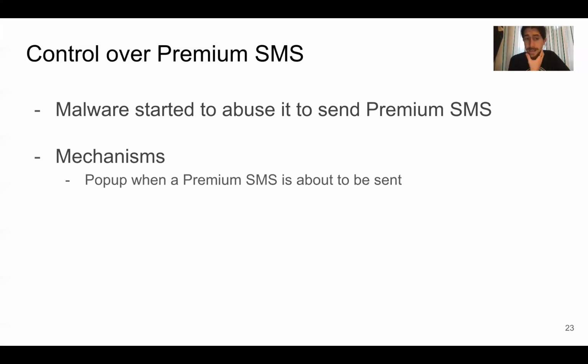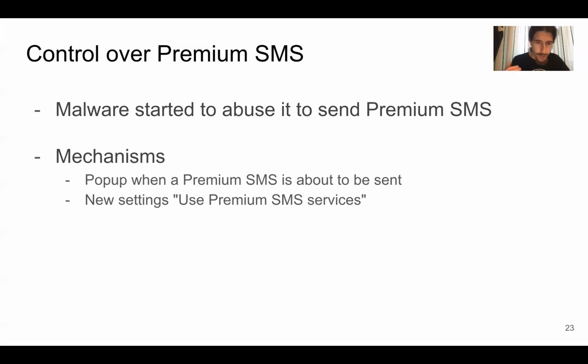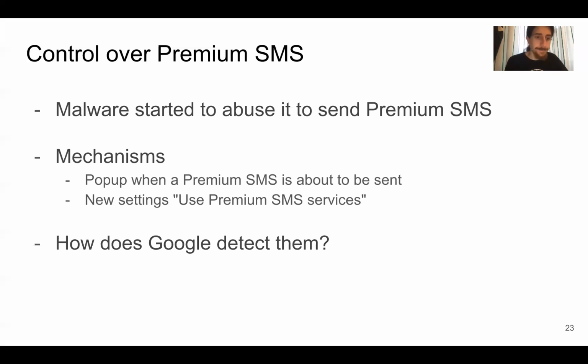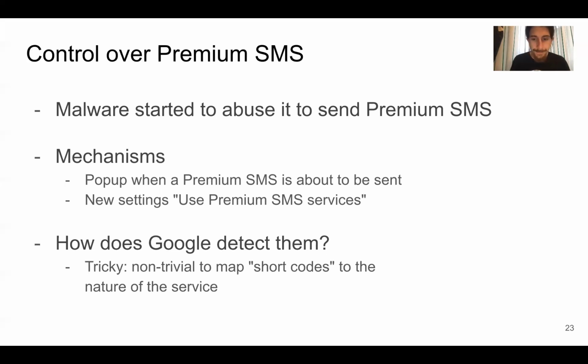So in terms of security, a recent mechanism is that if the phone is about to send an SMS to a premium number, then there is a pop-up. And there is also a new setting called use premium SMS services. It's tricky, because it's not easy to understand if a specific number is one of these premium numbers. The idea is that usually these premium SMS are behind shortcodes. Shortcodes are short numbers, and once you enter a short number, like 5 digits, there is some kind of map that maps the short number to an actually longer number.